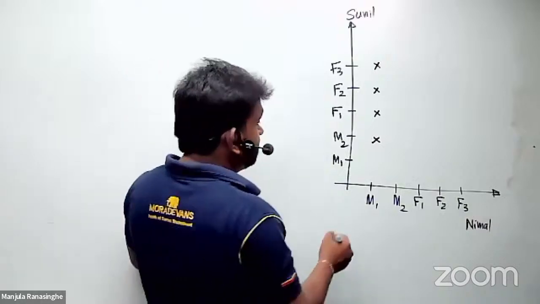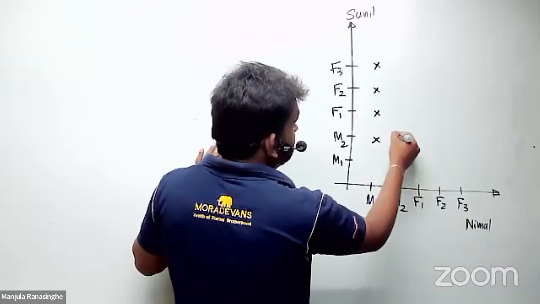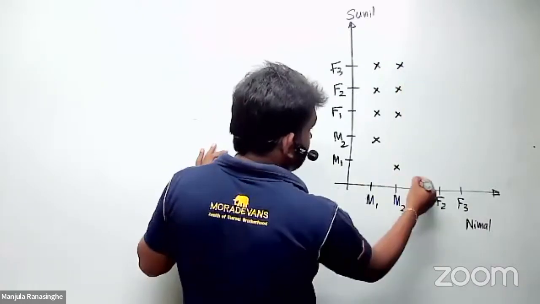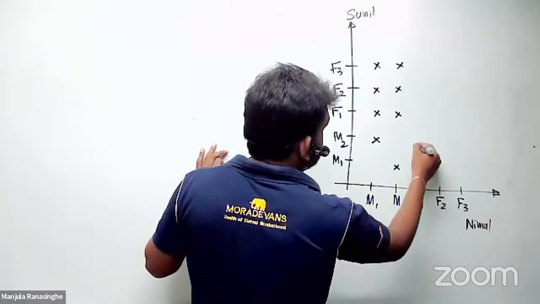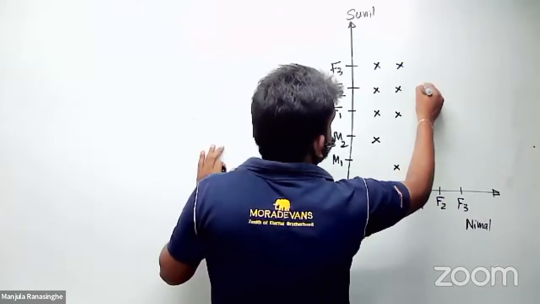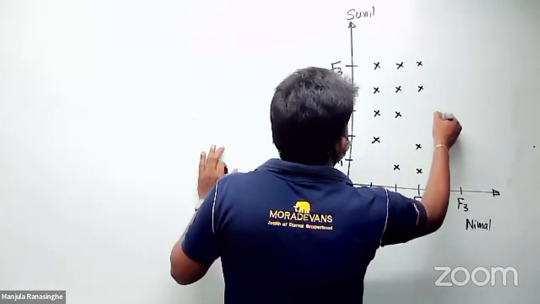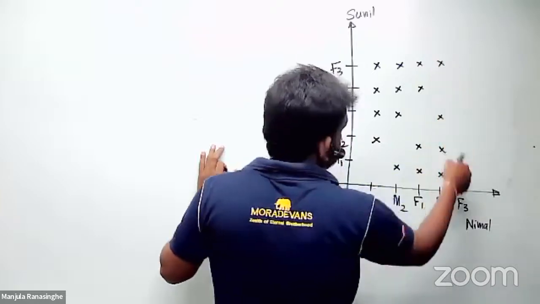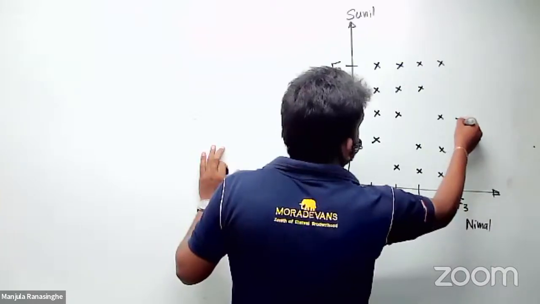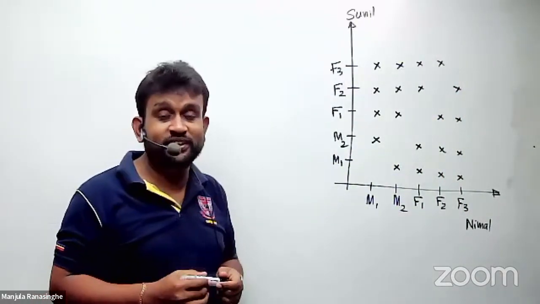Right. Now, if M2 is taken, then M1 is available, but M2 is not available for Sunil. Right. So if one is available for Nimal, it is not available for Sunil. Then F2 is not available for Sunil if we select it by Nimal. If F3 is selected by Nimal, then F3 is not available for Sunil. So this is how the arrangement is, right?